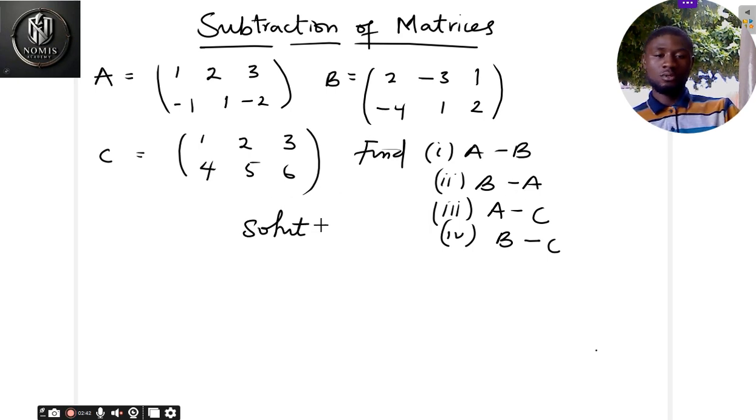Solution. So let's find A minus B. So we'll say A minus B is equal to, so let's take them. This is A11. What do I mean by 1, 1? Row 1, column 1. So A, that will be 1 minus, now what do I have in B? 2, minus 2.